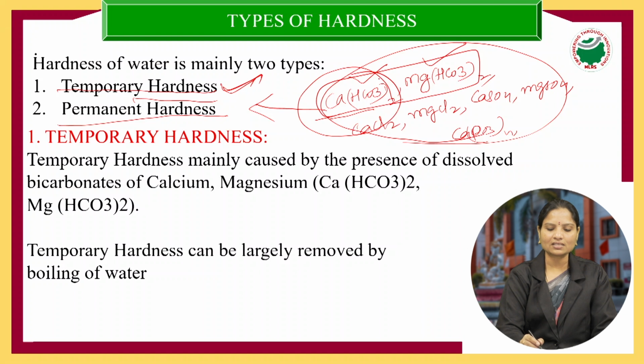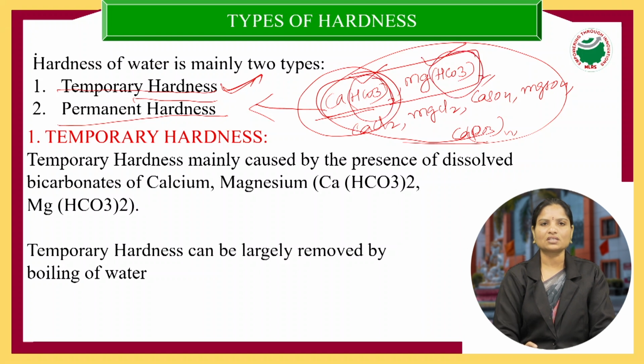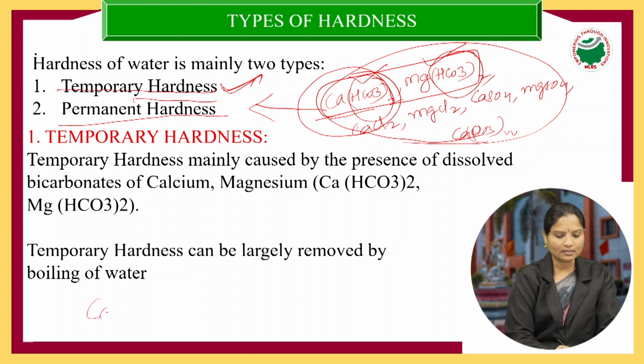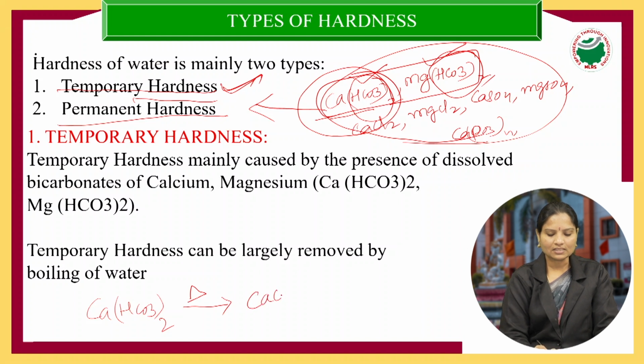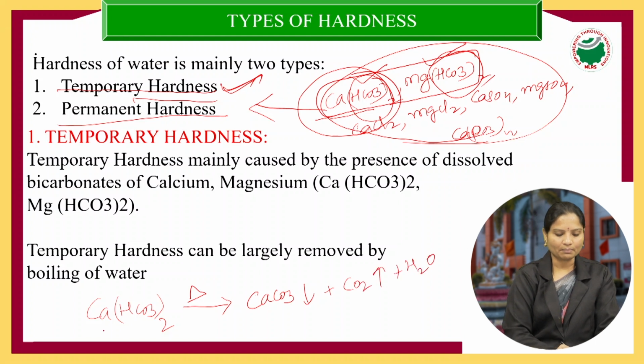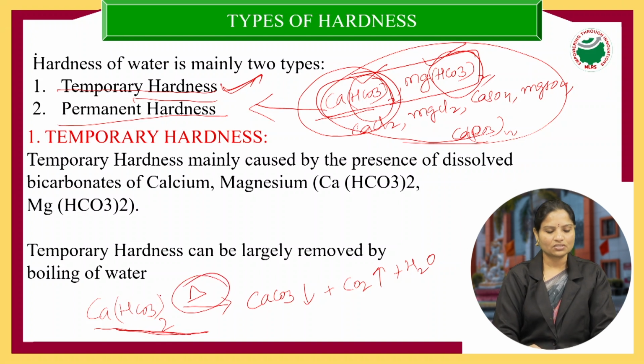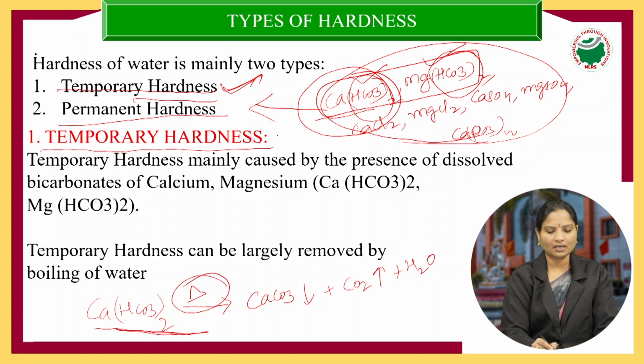Why? Because it has bicarbonates, and bicarbonates are easy to decompose in hot water. So temporary hardness can be removed by the boiling process. Ca(HCO3)2 on heating gives CaCO3 plus CO2 and H2O. This is about temporary hardness.